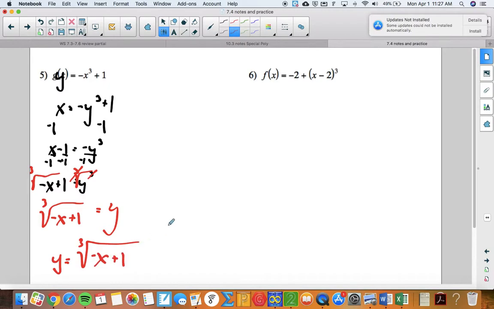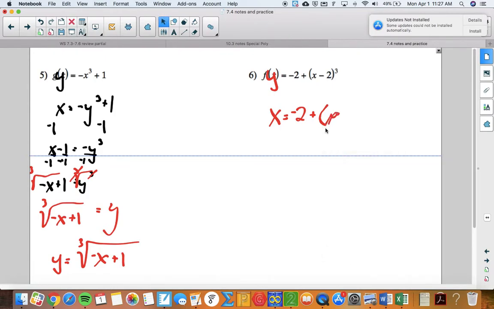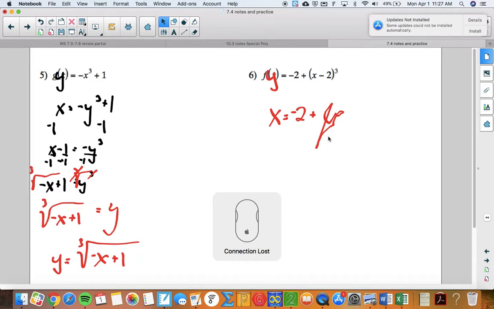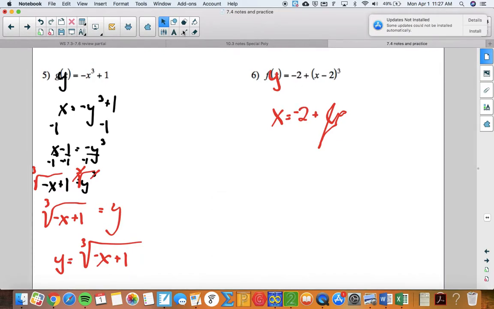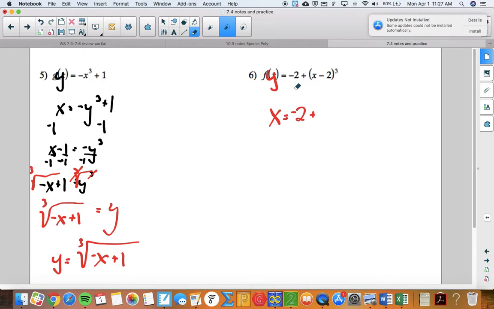Let's try number 6. That's a y. So now we get x equals negative 2 plus y minus 2. So oh boy, this thing is funky. We'll go ahead and write that down. In parentheses, y minus 2 quantity cubed. I'll catch up in a minute.